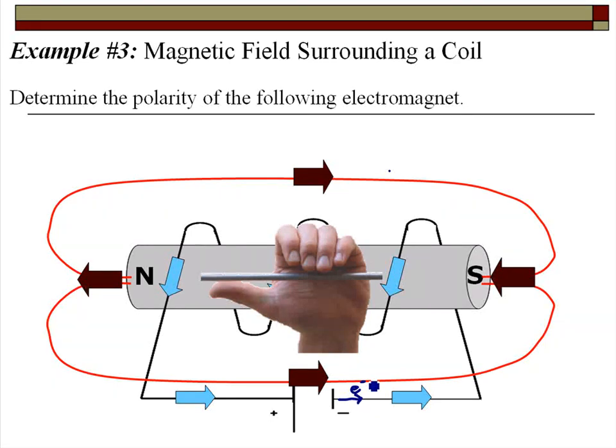So you could describe the direction of the field at any point along here. In this case, they just want us to draw what does this electromagnet look like. So the blue arrows are indicating electron flow. The red arrows are indicating magnetic field lines.